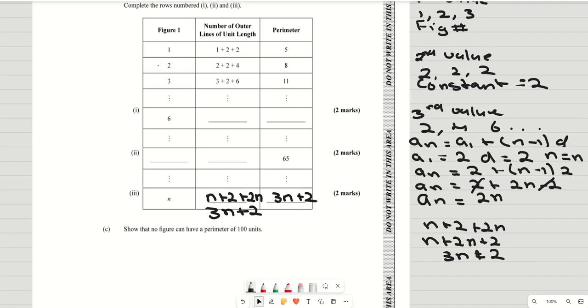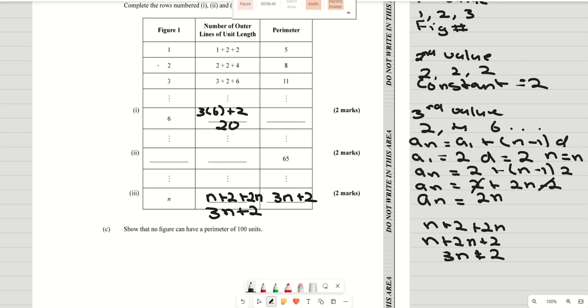Right? So once you find these formulas, the other two are very easy to solve. Now, let's do part 1 first, because part 1 is easy. If we equate n and 6, you can see n is equal to 6. So when n is equal to 6, you put it in this formula. That's 3 by 6 plus 2, that's 18, plus 2 is 20. So my value for the number of outer lines in unit length is 20.